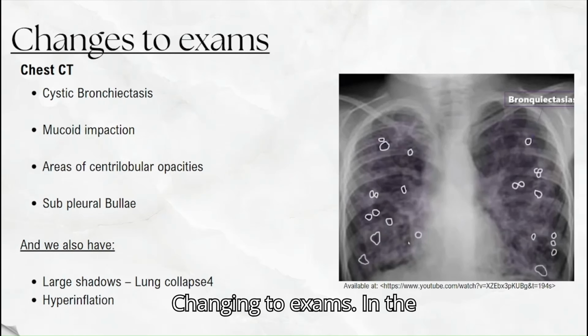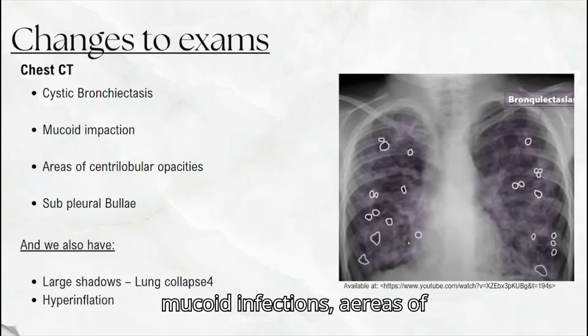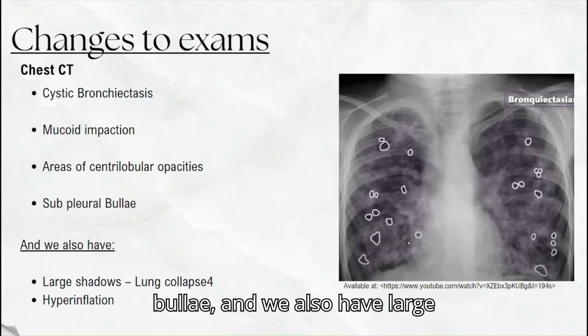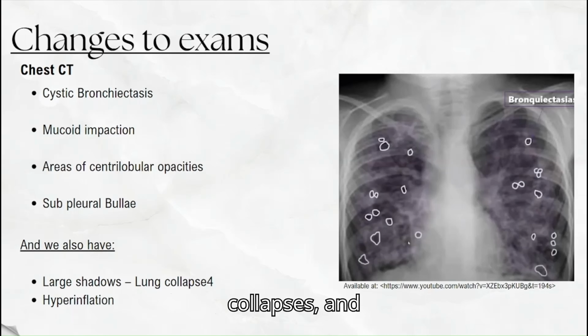Moving to exams. In the chest CT, we have cystic bronchiectasis, mucoid impactions, air trapping, subpleural bullae, and we also have large shadows. That means we have lung collapse and hyperinflation.